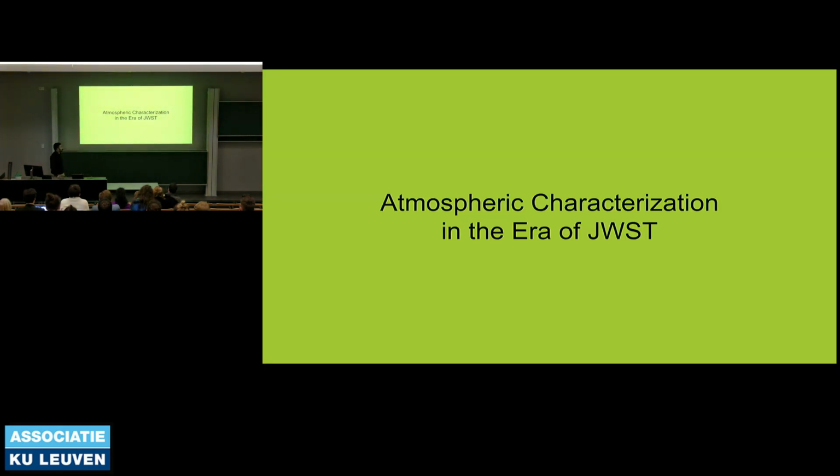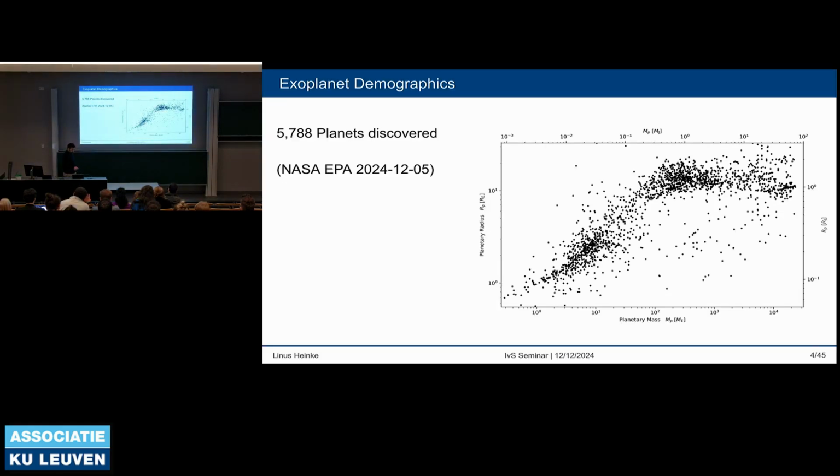Starting with atmospheric characterization in the era of JWST, because it changed a lot. Here we have a very traditional way to start an exoplanet talk, by showing a plot of the demographics of exoplanets. Here I plotted mass versus radius. Another common way is to plot distance or orbital period against radius, and we can see all these interesting blobs where we have different types of exoplanets. But this is mainly here to show we have a lot of different types of exoplanets.